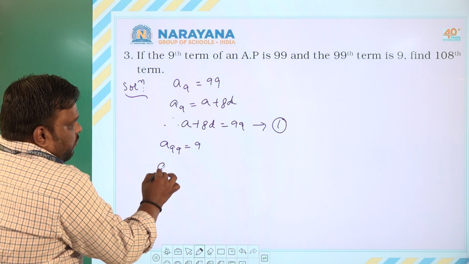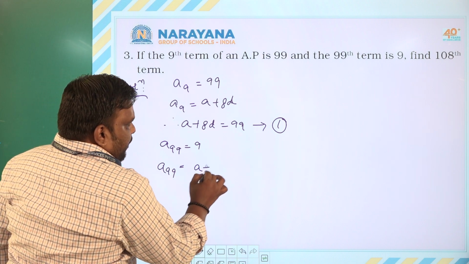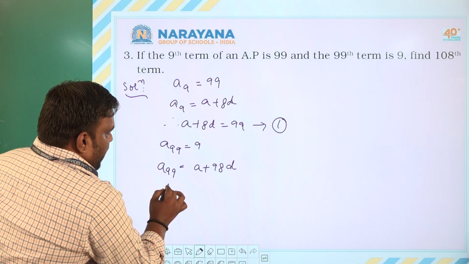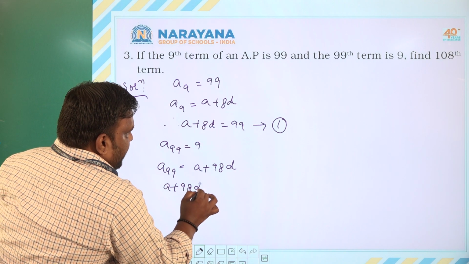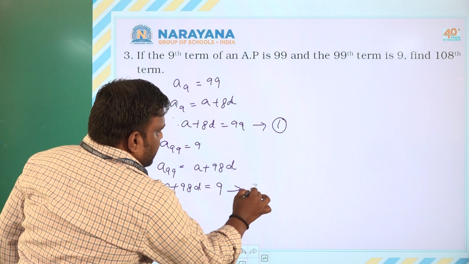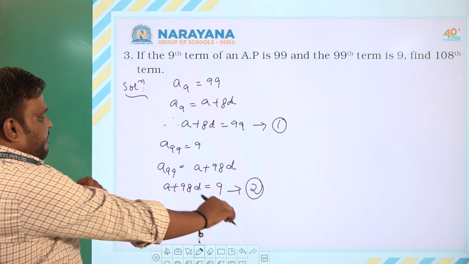So what is the value of A99? A99 is equal to a plus 98d. According to the given question, a plus 98d is equal to 9. Name this as the second equation. Now what I will do is subtract these two equations.